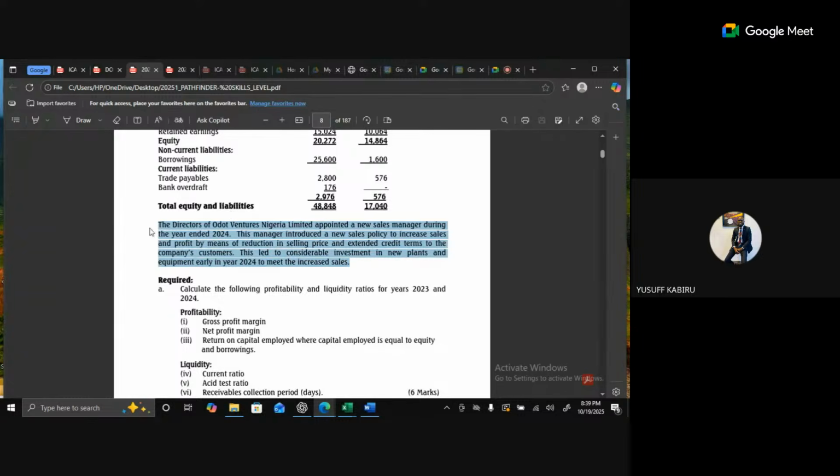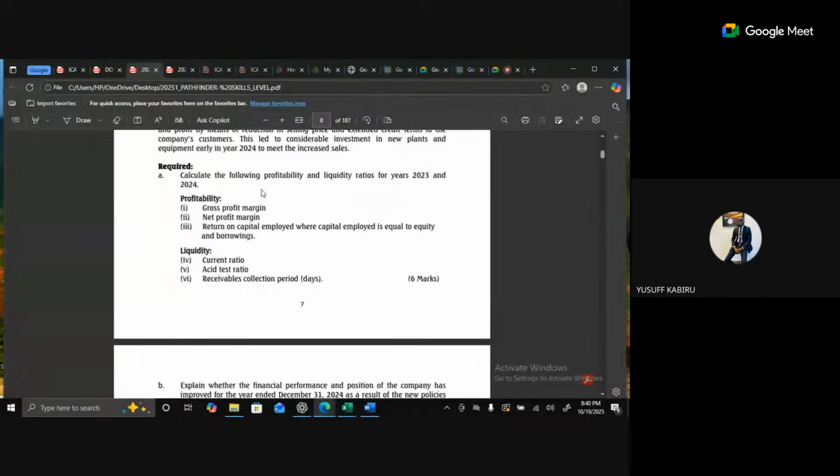In order for them to meet up with that sales increase, they had to invest more in plants and equipment. That means they bought more assets, right? To meet the increase in sales. Now, required, calculate the following profitability and liquidity ratios for year 2023 and 2024.